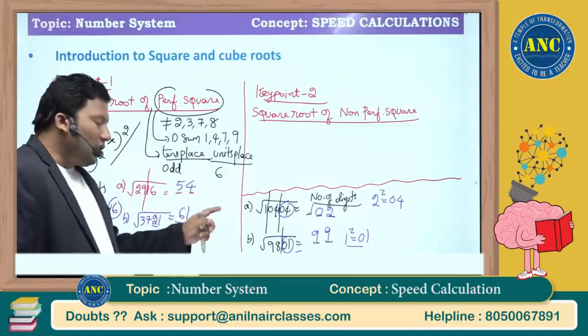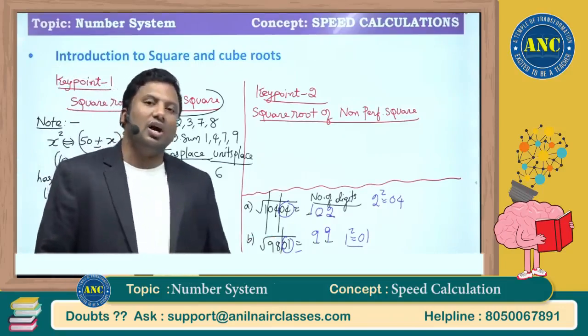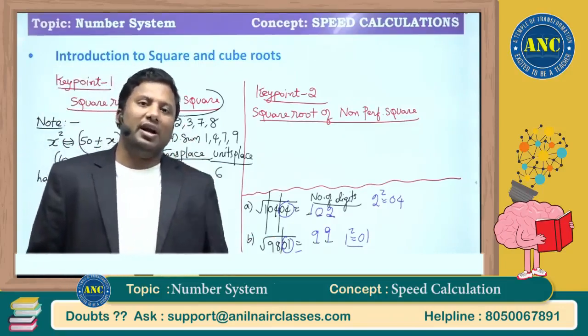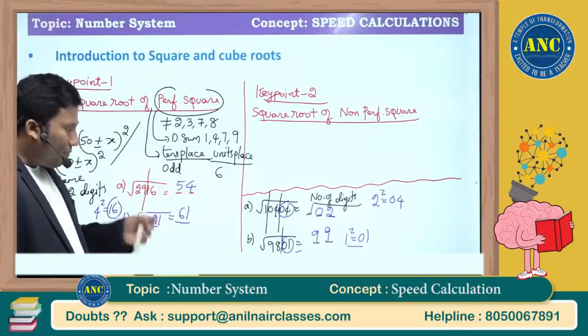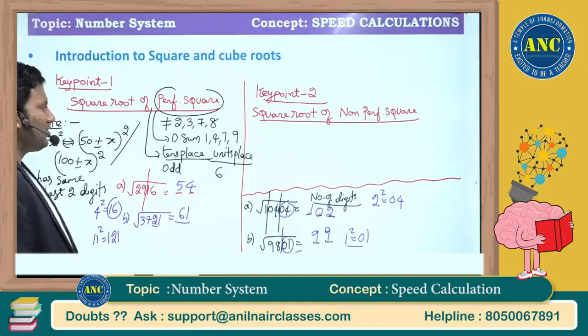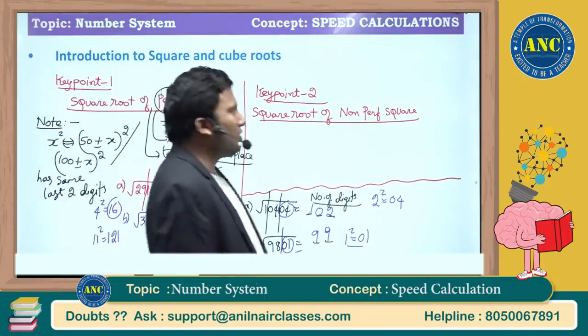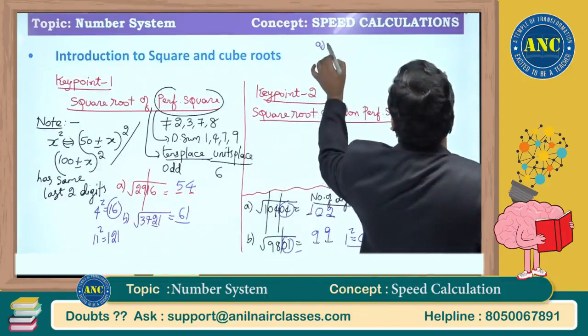Again, I am repeating: square root of 9801. What are the last 2 digits? On square, I will get 01. 1 square is 1, and 1 can be written as 01. 100 minus 1, 100 plus 1. 101 square is 10201, which is exceeding. So the answer is 100 minus 1, 99.